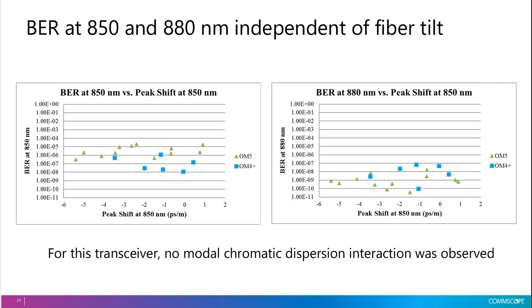So clearly with the transmitter we're using here, we don't have the right launch conditions for modal chromatic dispersion interaction. Otherwise, for both plots, the green triangles on the left of each chart would be a lot lower. They'd have better performance from that strong left tilt. And the green triangles on the right would be a lot higher because they would have a penalty from having a right tilt. Fortunately, everything's about the same, so we don't have that special launch condition.